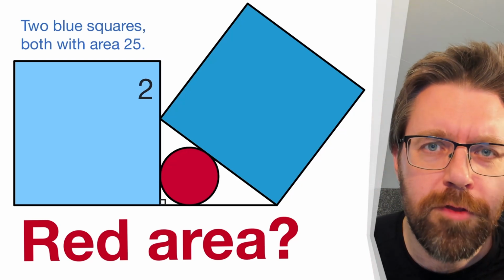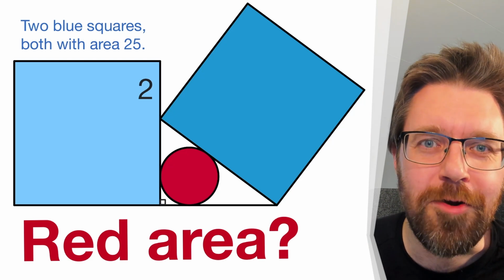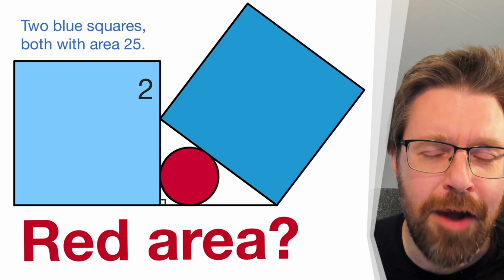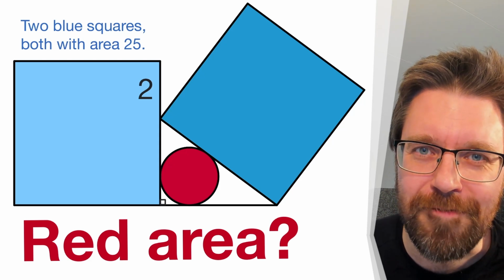We have two blue squares, both with area 25 and one little red circle. Can you find the area for the red circle? Please pause the video and try it yourself.